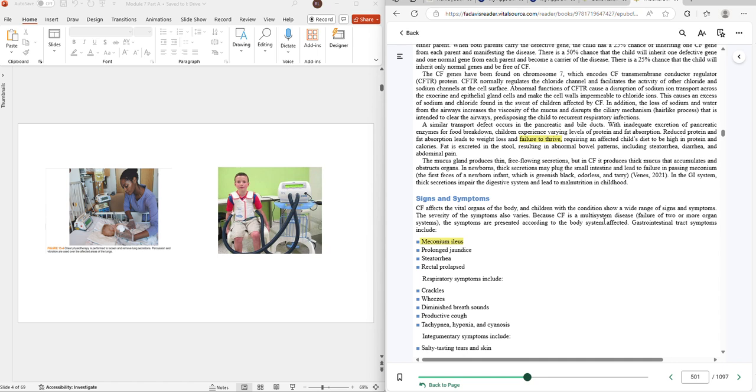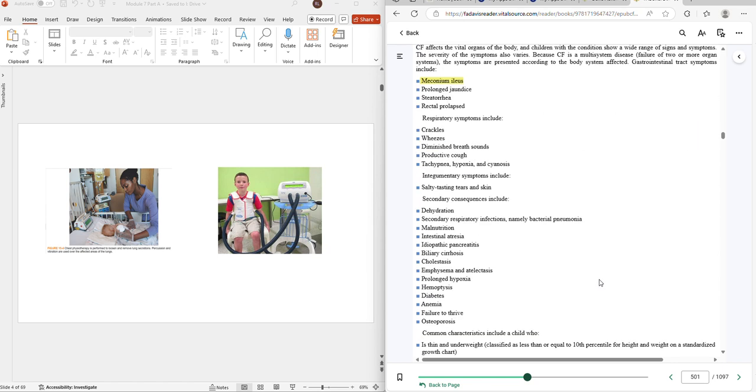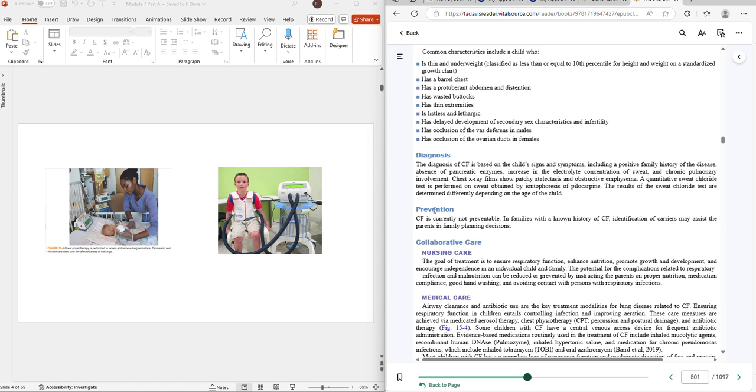Steatorrhea, even salty tears, salty skin. This is one of the things that we test for on our metabolic screening, like the little blood sample dots on the end of the sheets that we talked about at the beginning of the semester. Cystic fibrosis is one of those things they test for. Your book has a whole lot of signs and symptoms. Make sure you read through these, and then it discusses the diagnosis, okay?